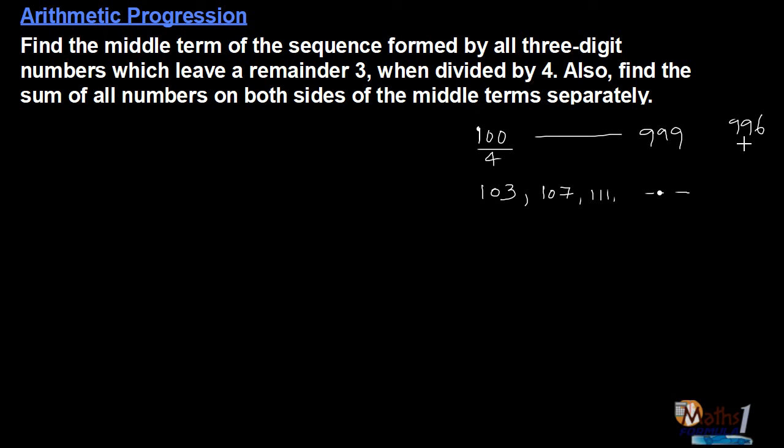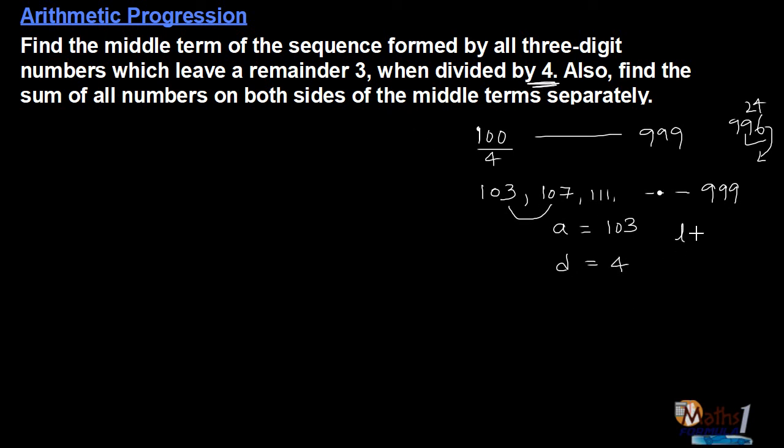Last 2 digits, divisibility rule: 4 2s are 8, and then 4 4s are 16. So I need to add 3 to this so that I can get a remainder of 3, which is actually going to be 999 itself. So we have a progression here, wherein the first term is 103. Common difference D is 107 minus 103, or 111 minus 107, which is 4. Even according to the question it is 4.